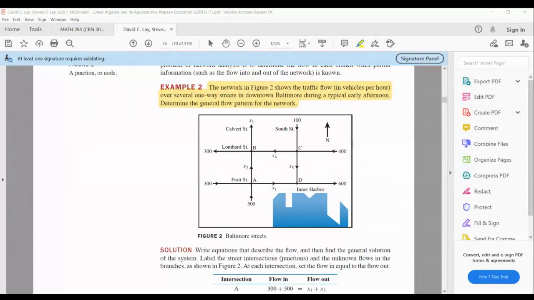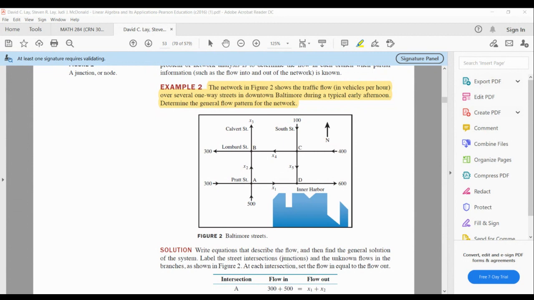It makes sense, right? I want to be a little careful here. Is Pratt Street a one-way street in this diagram? Yes. And is Calvert Street a one-way street in this diagram? Yes. That's right. Thank you, Justin. Thank you, Naaman. Thank you, others too.